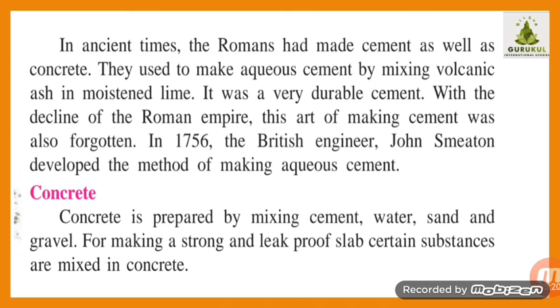Concrete was initially used by Romans. What they used was aqueous cement made by mixing volcanic ash in moistened lime. Correct. Volcanic ash means the ash which comes from the bursting of the volcanoes. Okay, so as this ash was derived from the volcanoes, it was very durable cement, means long lasting cement. With the decline of the Roman Empire, this art of making cement was also forgotten.